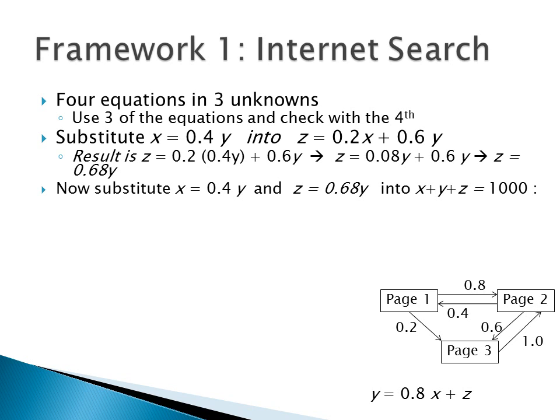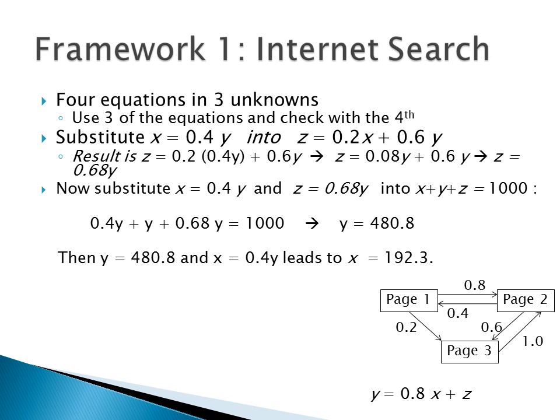Now we can substitute these 2 quantities into x plus y plus z equals 1,000. And here you see us doing that, 0.4y plus y plus 0.68y equals 1,000. Now we know that y is 480.8. Now remember, this is equilibrium, so this is the average on the page at any given time. So sometimes there's 480, but most of the time there's 481, and it averages out to 480.8.